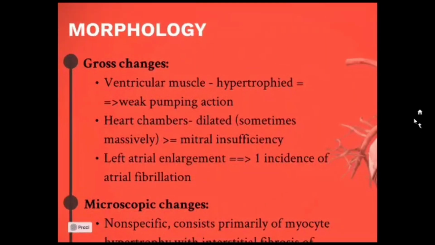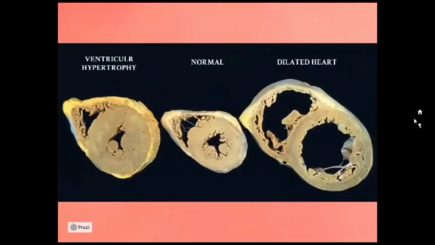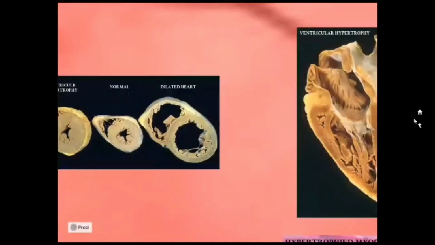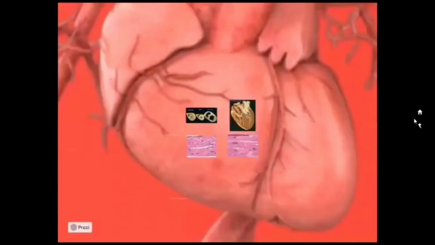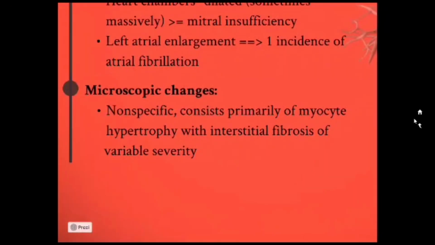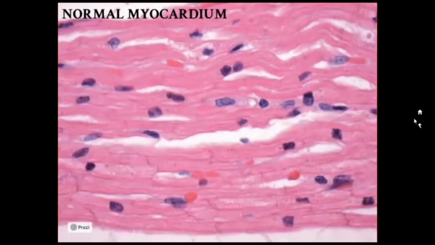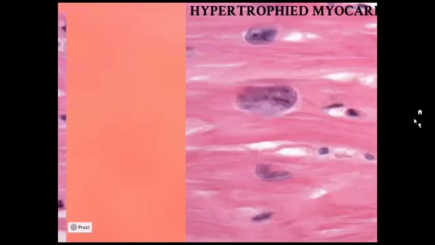In gross changes, as you can see in this picture, ventricular muscle is hypertrophied, which leads to weak pumping action. Heart chambers are dilated, sometimes massively, leading to mitral insufficiency. Left atrial enlargement is also seen, which increases the incidence of atrial fibrillation. In microscopic changes, it is non-specific, consisting primarily of myocyte hypertrophy with interstitial fibrosis of variable severity, as you can see in this picture.